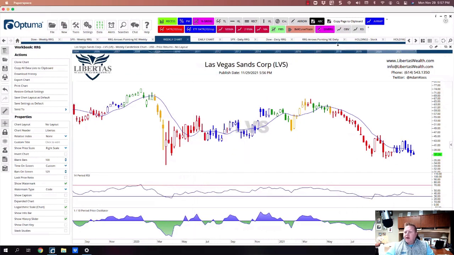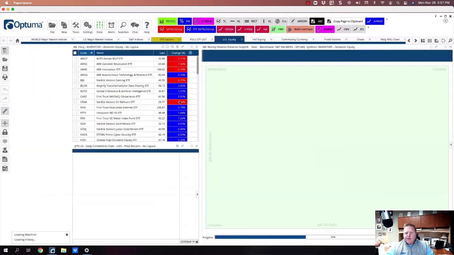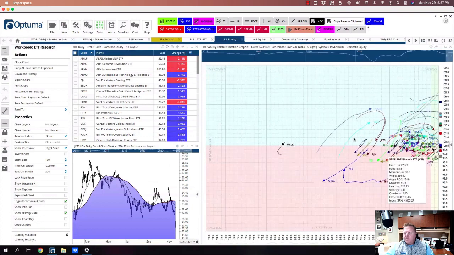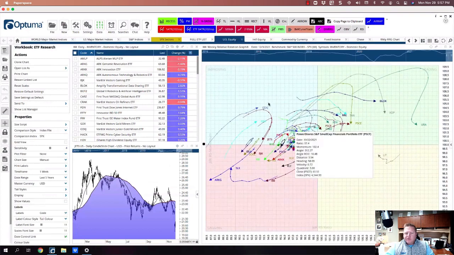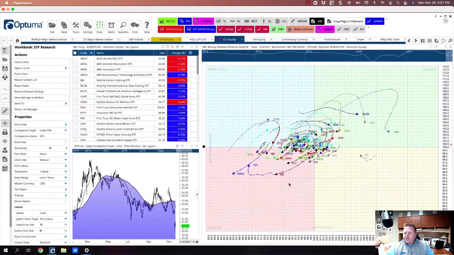All right, I think I've been talking for a long time, so I don't want to go too far here, but I do want to show you one more thing. I'm going to go over to another workbook I have, ETF research. These are RRGs as well, but these are ETFs. So this is kind of a mess, but you can see here, this is an inventory of ETFs. The inventory is here on the left.